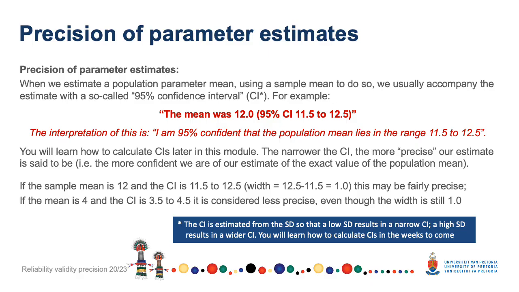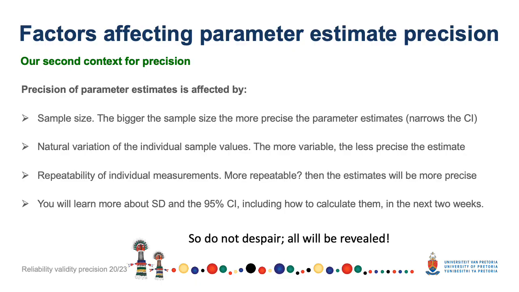I won't go into that further here, but you will learn more about this in the next few weeks. Now, the main factor that affects parameter precision, estimate precision, is the sample size. If you have a bigger sample size, you'll get a more precise estimate. That's by far and away the most important way to improve precision. Get yourself a bigger sample, and that'll give you a more precise estimate. However, if the natural variation inherent in individual samples is great, you're going to have a less precise estimate. In addition, if the individual measurements are less repeatable, then you're going to get less precise estimates. You're going to learn about this in greater detail in the next 2 weeks, so don't despair if it seems a bit opaque at the moment.